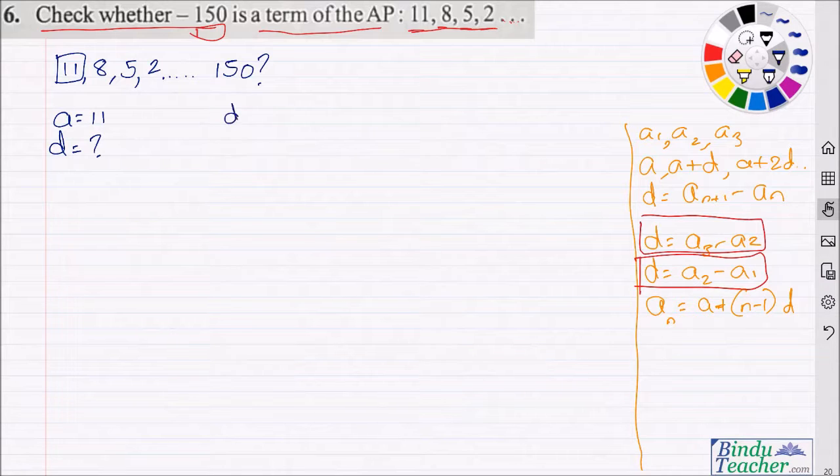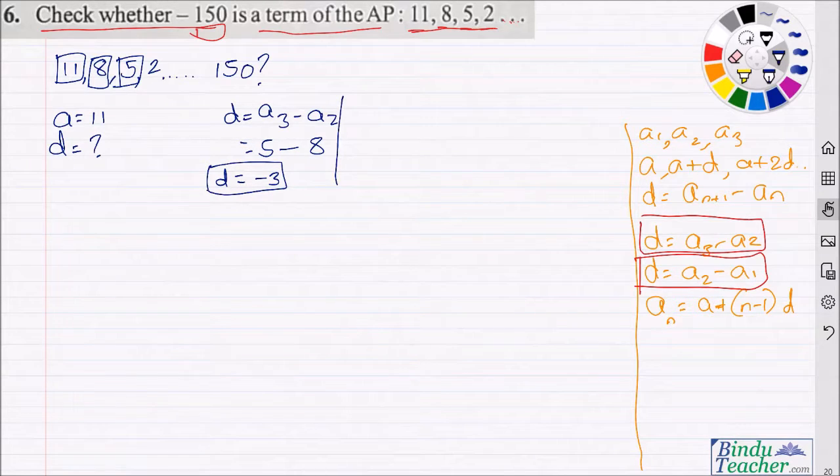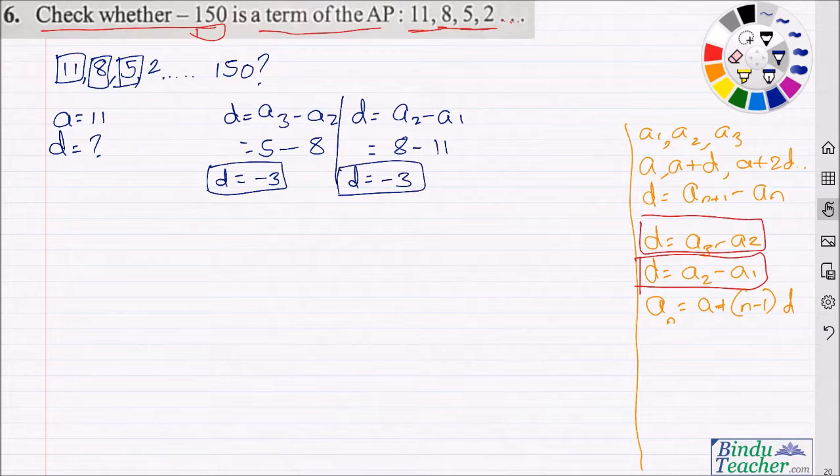So I'll write D equals A3 minus A2. Here the value of A3 is 5 and the value of A2 is 8. So 5 minus 8 we get minus 3. Now just to be sure, I'll calculate D again by saying A2 minus A1. The value of A2 is 8, the value of A1 is 11. Again we get minus 3. So with this we can say the value of D, or the common difference, is minus 3.